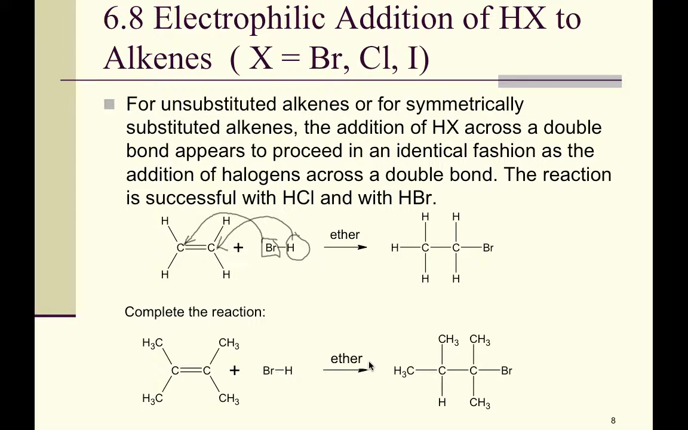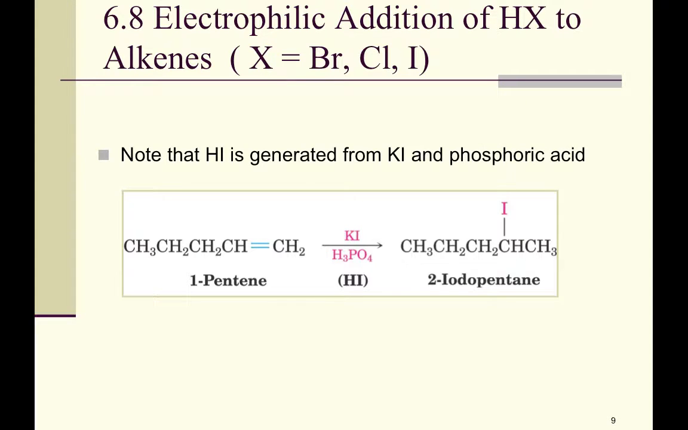Did you remember to write ether above the arrow? And what's going on in this reaction? Again, this is an example of a symmetrically substituted alkene. When we want to add HI across the double bond, it's not as straightforward. We actually need to put a few more things inside of our reaction here.